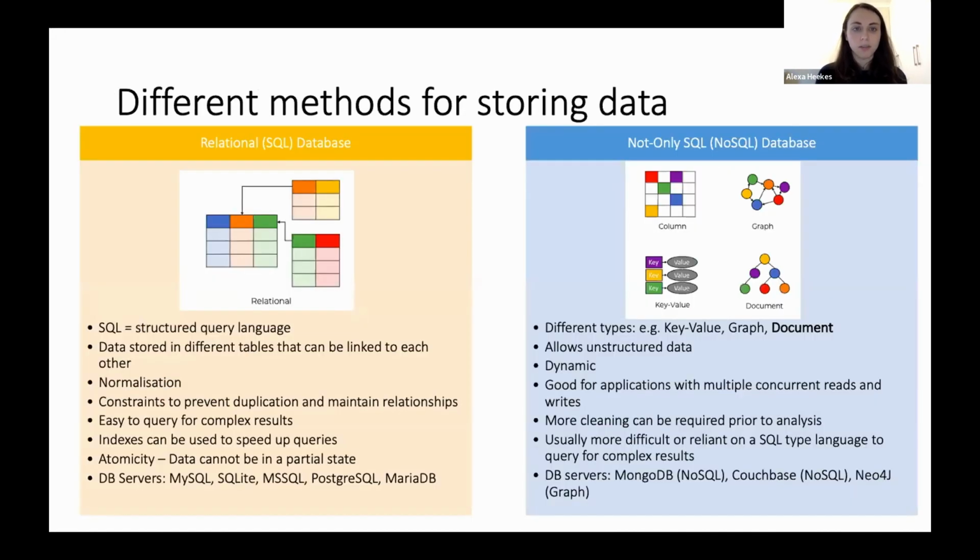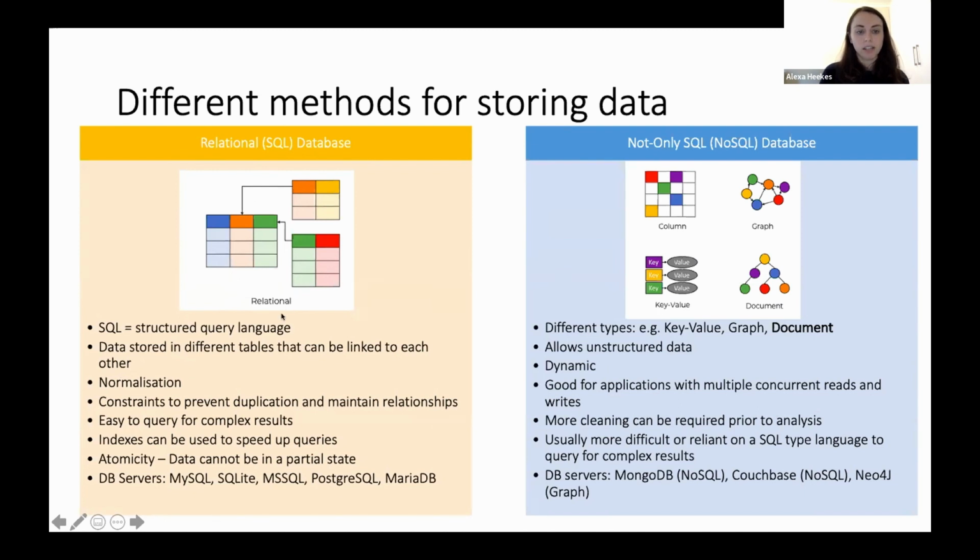So this brings me to the different methods for storing data. We have relational or SQL databases. SQL is pronounced "sequel". And then we have NoSQL databases, or not only SQL. SQL stands for Structured Query Language. In a SQL database, it's a relational structure whereby data are stored in different tables that can be linked to each other based on something. So, keeping in line with person-level clinical data, typically different tables can be linked to each other by using the same person identifier.